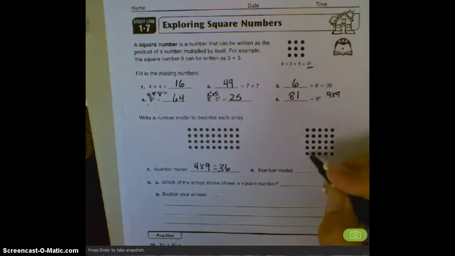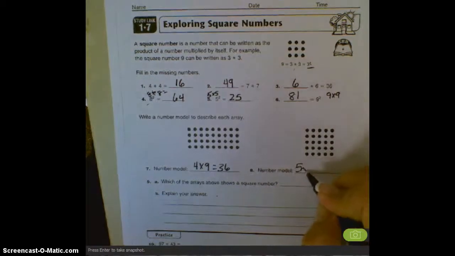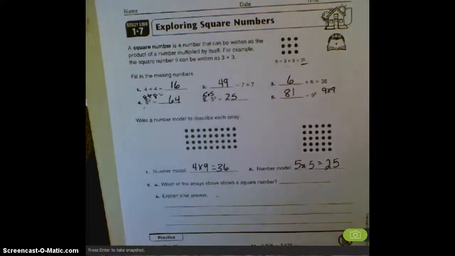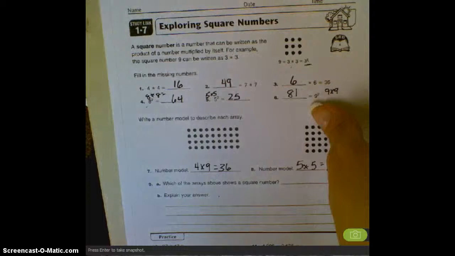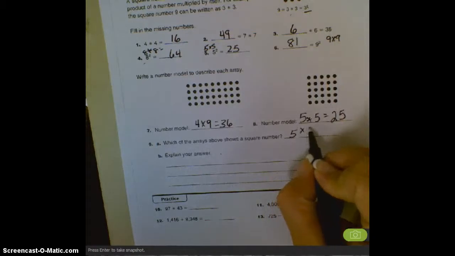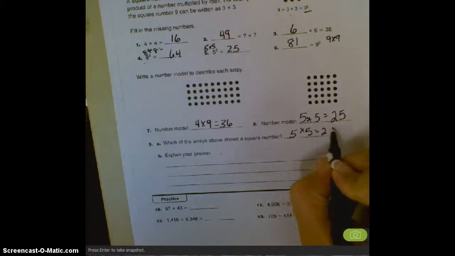It looks to be, let's see, 1, 2, 3, 4, 5 up. I'm guessing 5 across. Let's check. 1, 2, 3, 4, 5. So 5 times 5 is 25. Which of the arrays above shows a square number? Oh, I gave it away. The 5 by 5 array does. That shows a square array.